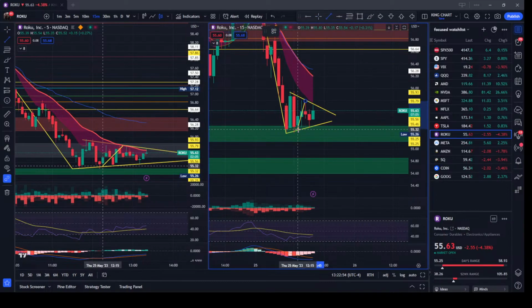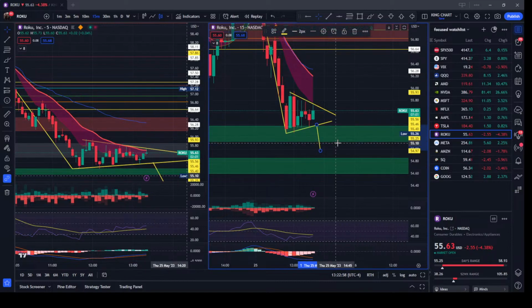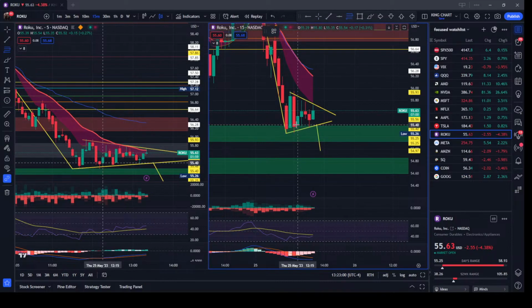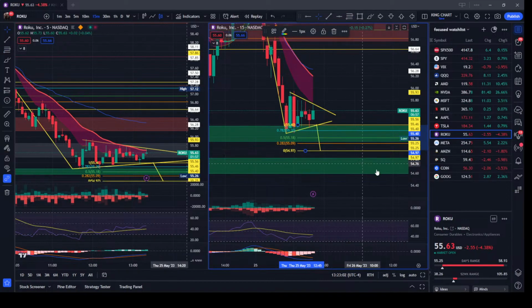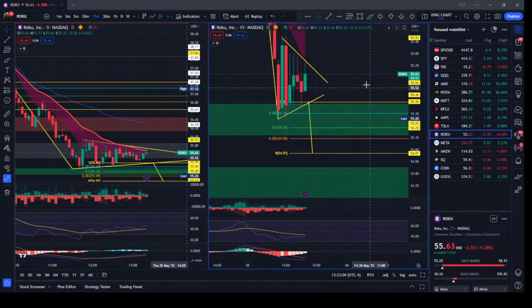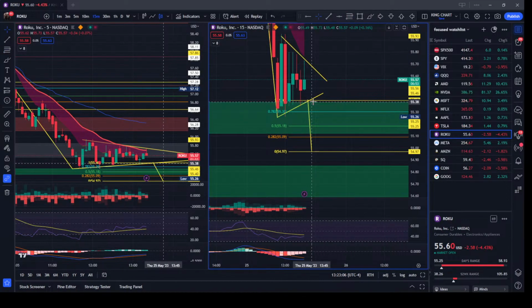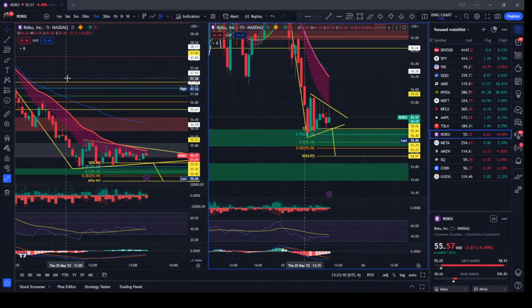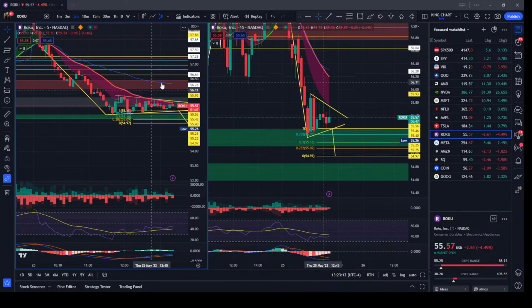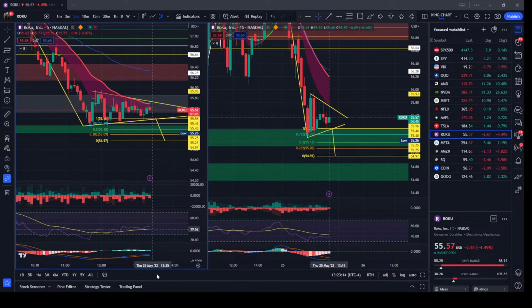So we could actually map this one out too. Right there. Get our fib, drag it out, boom. So that would need a break of 55.40, and then we would go to 54.97. So it's a cool one. We played that one yesterday. Roku paid a good amount.